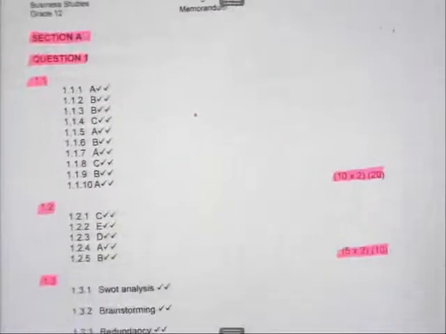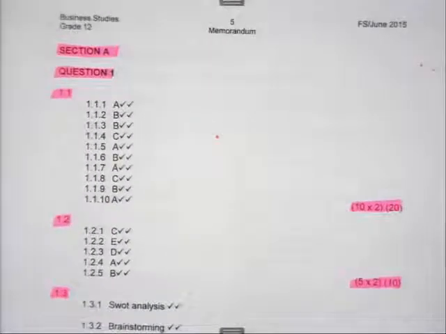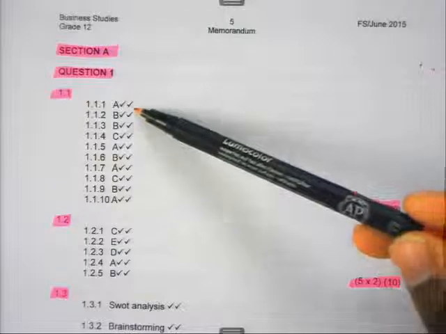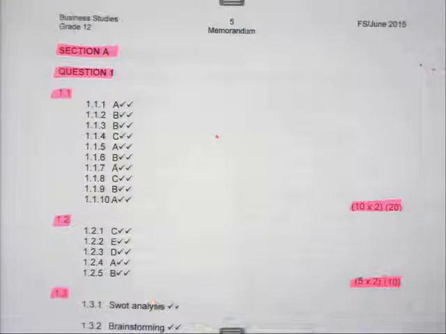Now let's go straight to the responses in section A. Like I said, in section A, there are no alternative answers. You've got question 1.1. I'm not going to go through question 1.1, 1.2, and so on. There you've got your responses, and it is 2 marks per response, and it is 10 times 2, which is 20 marks.